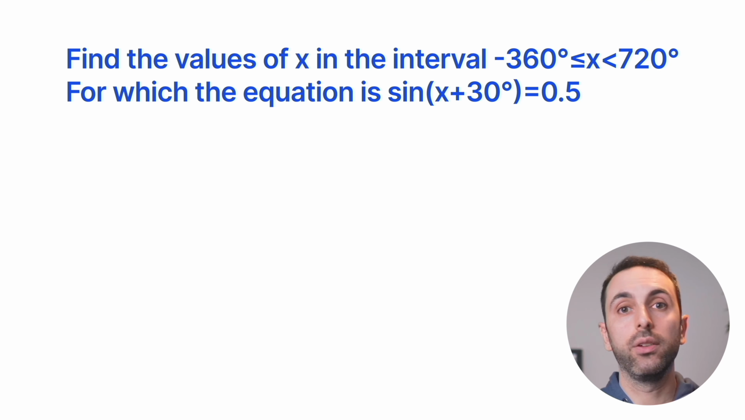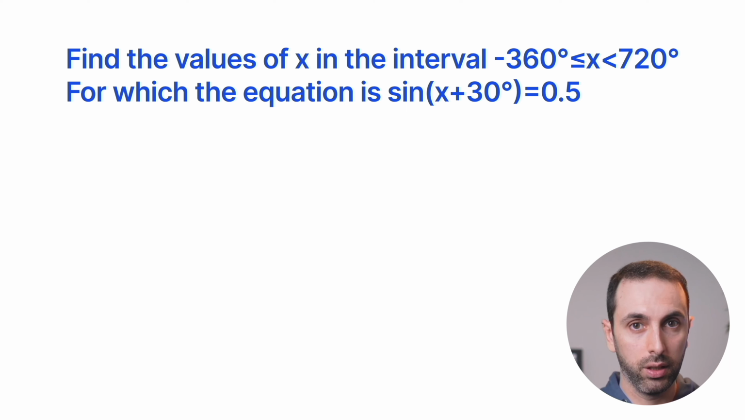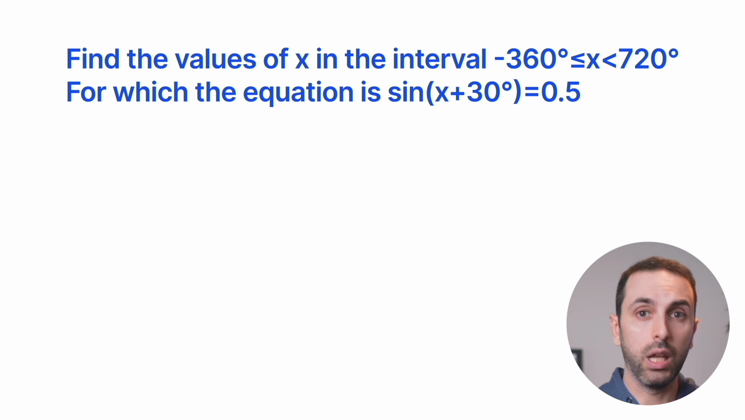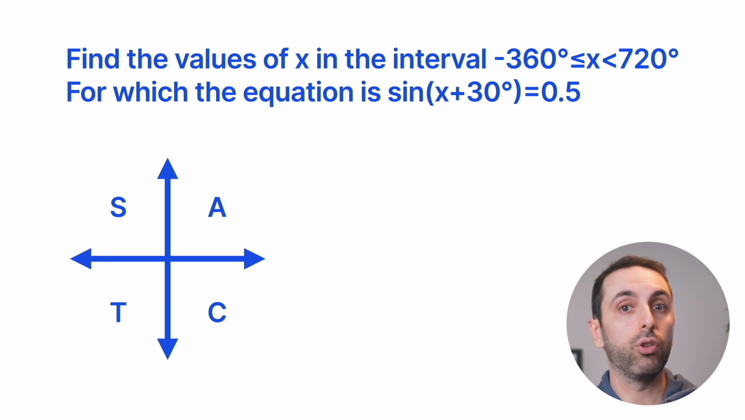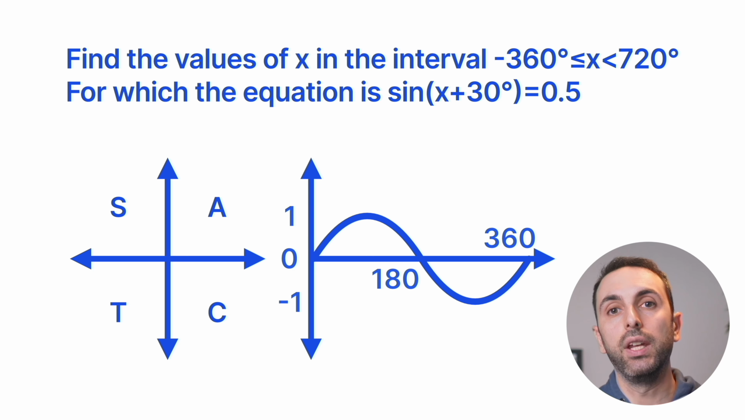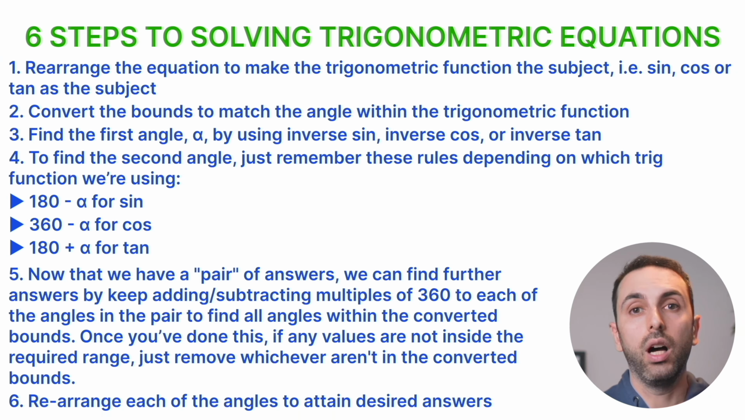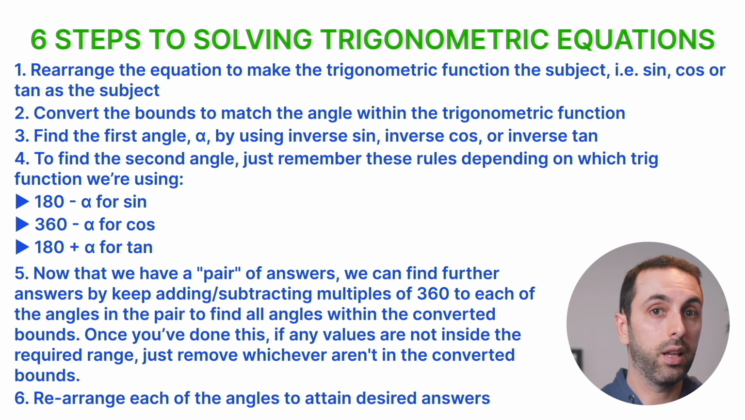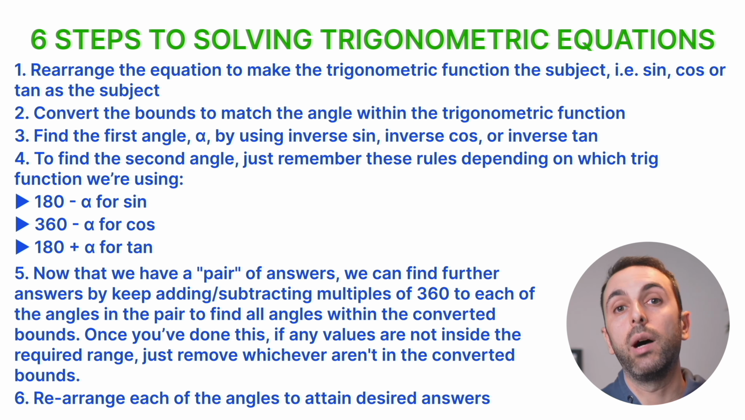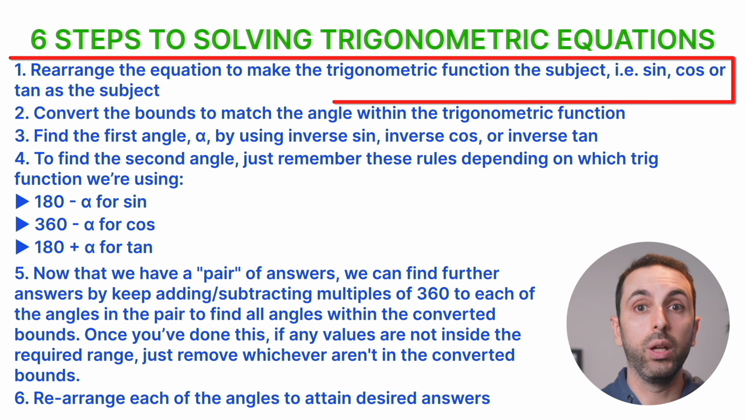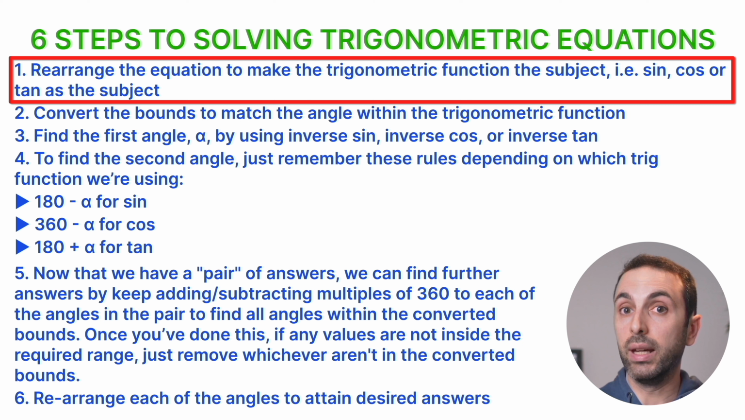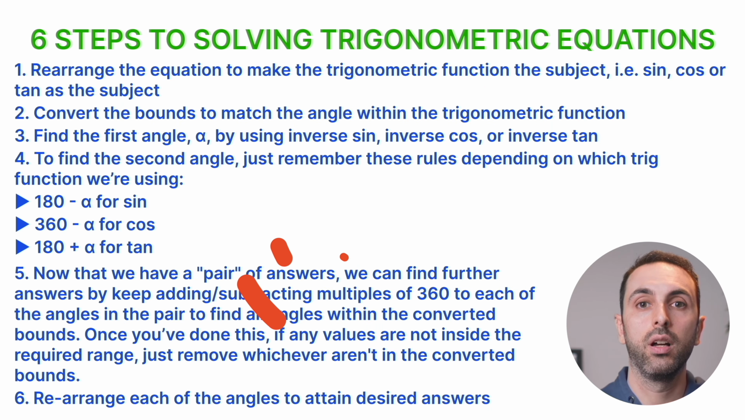Let's look at our first question, and we want to find the values of x between the stated bounds. I appreciate that many of you are likely familiar with using cast diagrams or trig graphs in order to find the necessary angles when solving trig equations. Instead, we'll now look at the following 6 steps, and we'll discuss each step in more detail as we go along. Looking at our steps here, the first step states that we want to rearrange the trig equation to make the trigonometric function the subject.